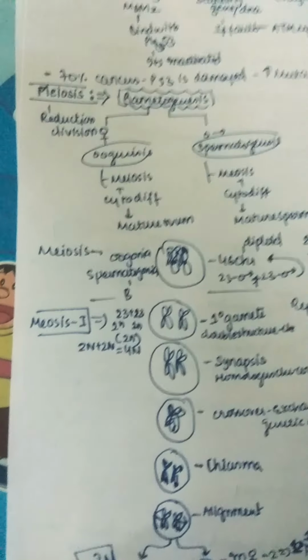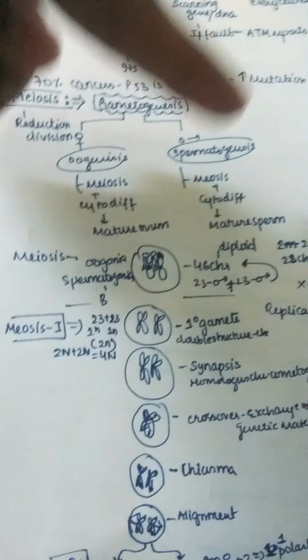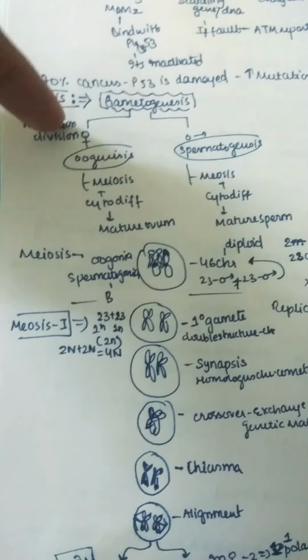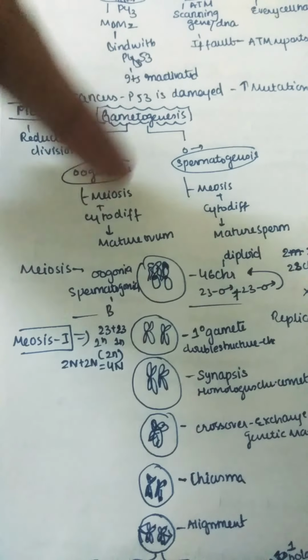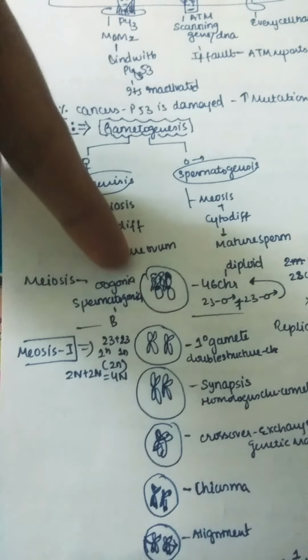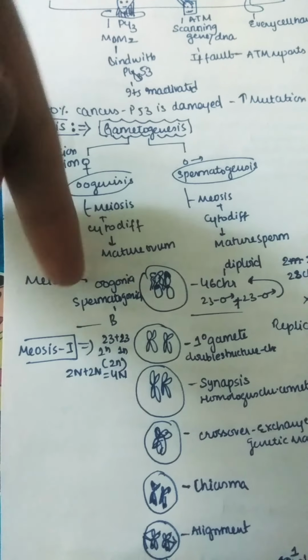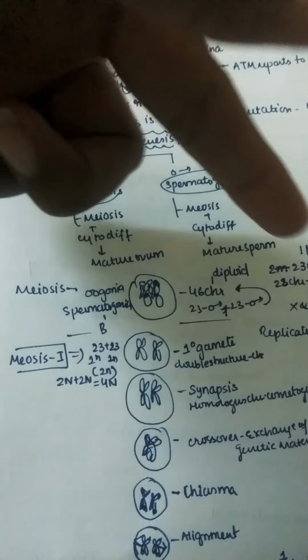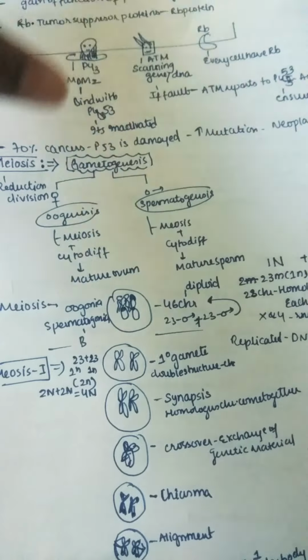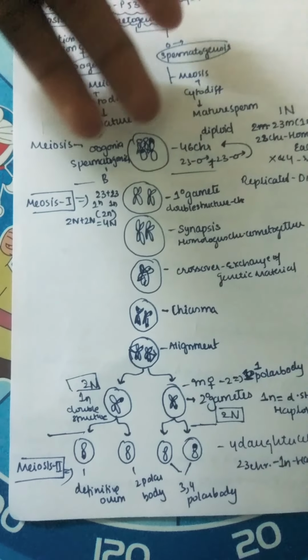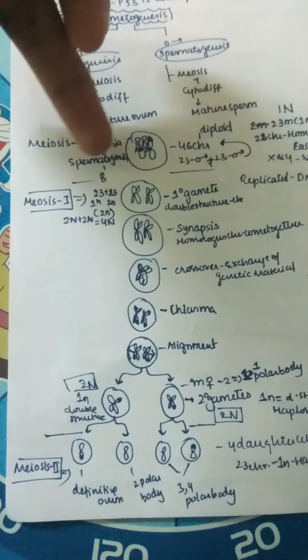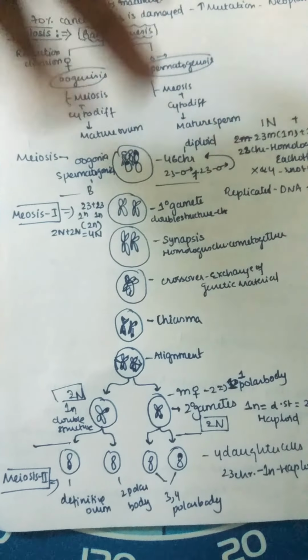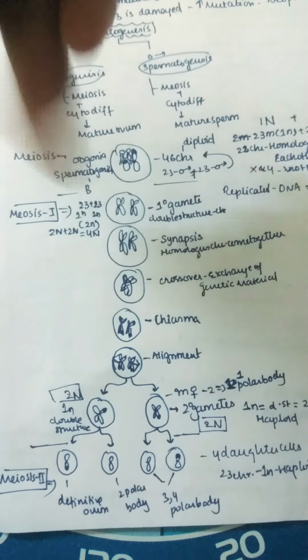Gametogenesis in males is spermatogenesis, and in females it is oogenesis. In females, meiosis takes place, then cytodifferentiation takes place, finally forming a mature ovum, that is our definitive ovum. And in spermatogenesis, meiosis takes place, cytodifferentiation takes place, and the mature sperm or spermatozoa is finally formed. So let us understand the process of meiosis. In the case of a female it is oogonia, and in the case of a male it is spermatogonia.